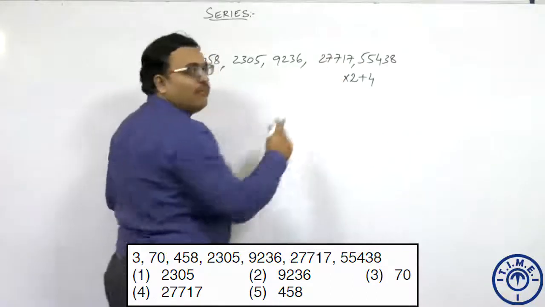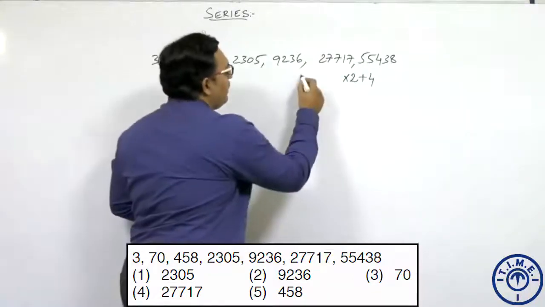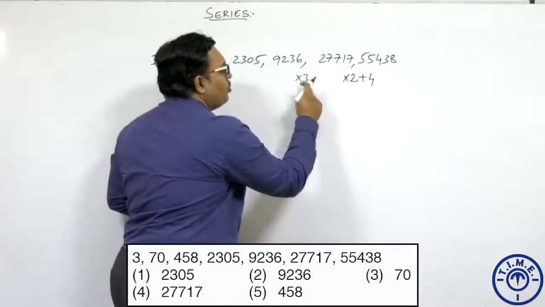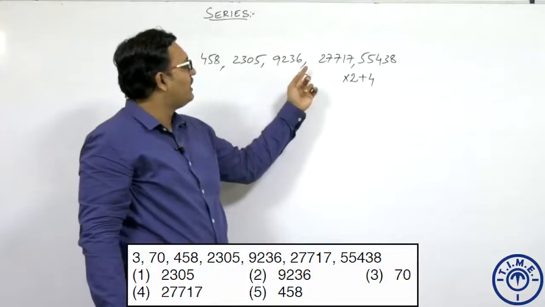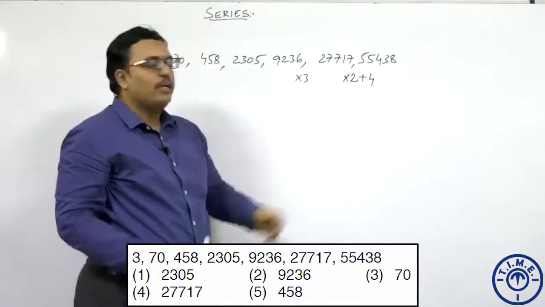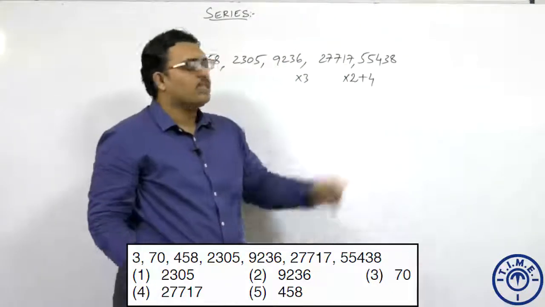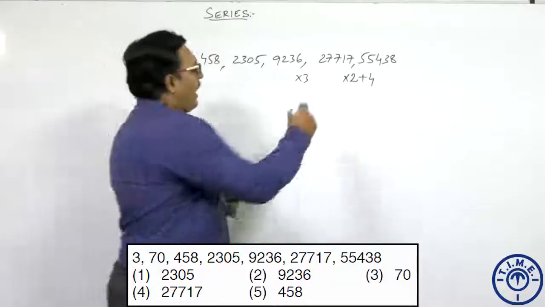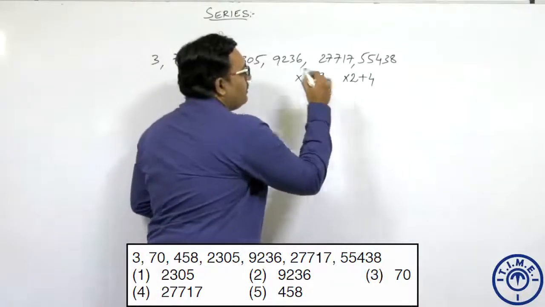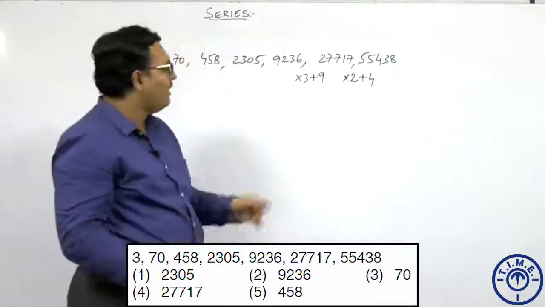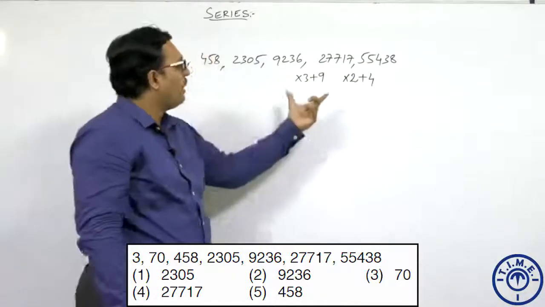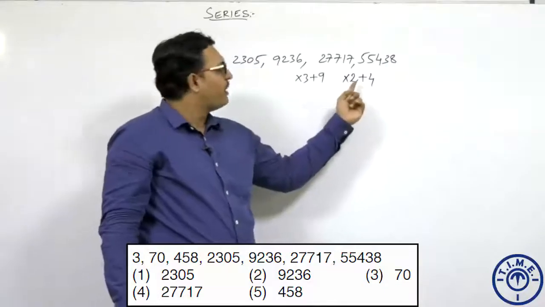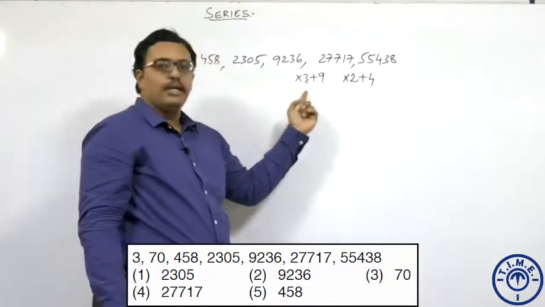Next, now 9,236 and 27,717 is given. So 9,000 and 27,000, how can it be related? Now this is into 2, the next you can take it as into 3. So 9,236 multiplied by 3, you are going to get 27,708. And how much more I have to add to get 17? You have to add 9 to get 27,717. So now here, can you observe what is happening? Into 2 plus 4, into 3 plus 9.